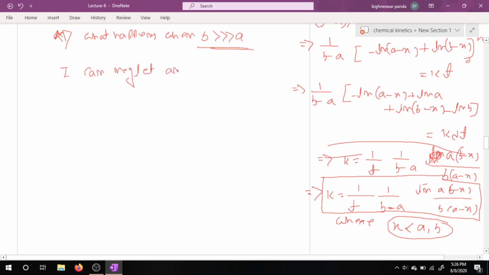When b is very greater than a, I can neglect anything with respect to b. Since b is very greater than a, I can neglect anything with respect to b. So I can write here b minus a tends to b, as x is less than a comma b, so b minus x is approximately equal to b.